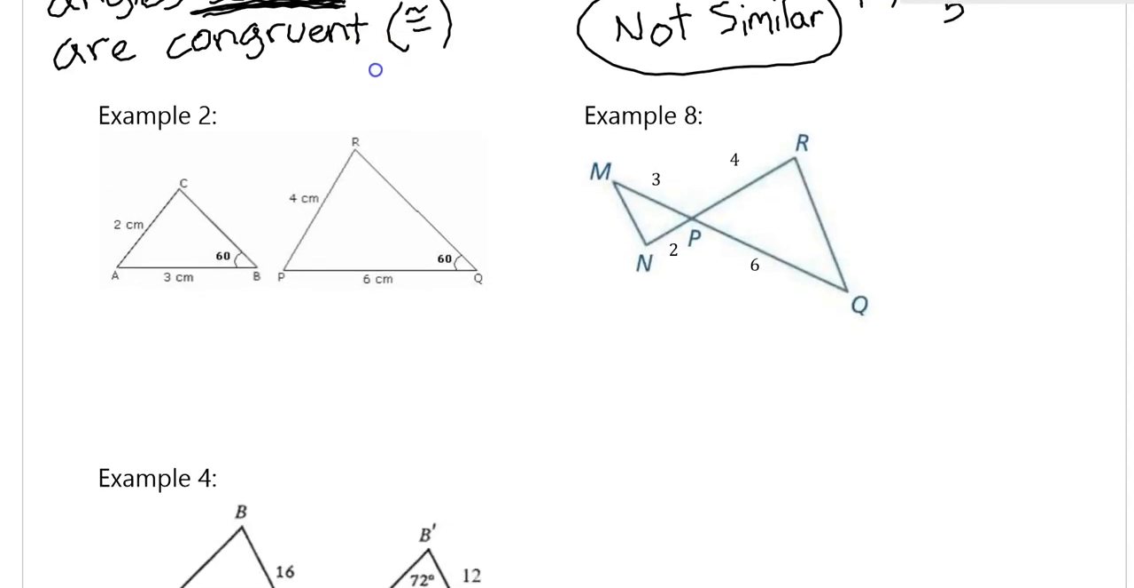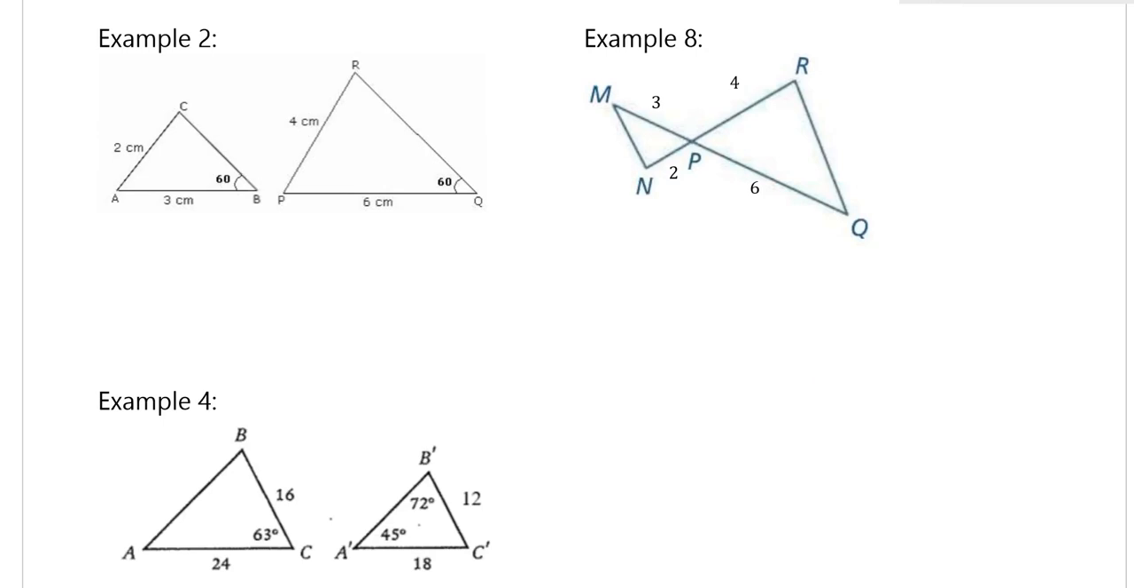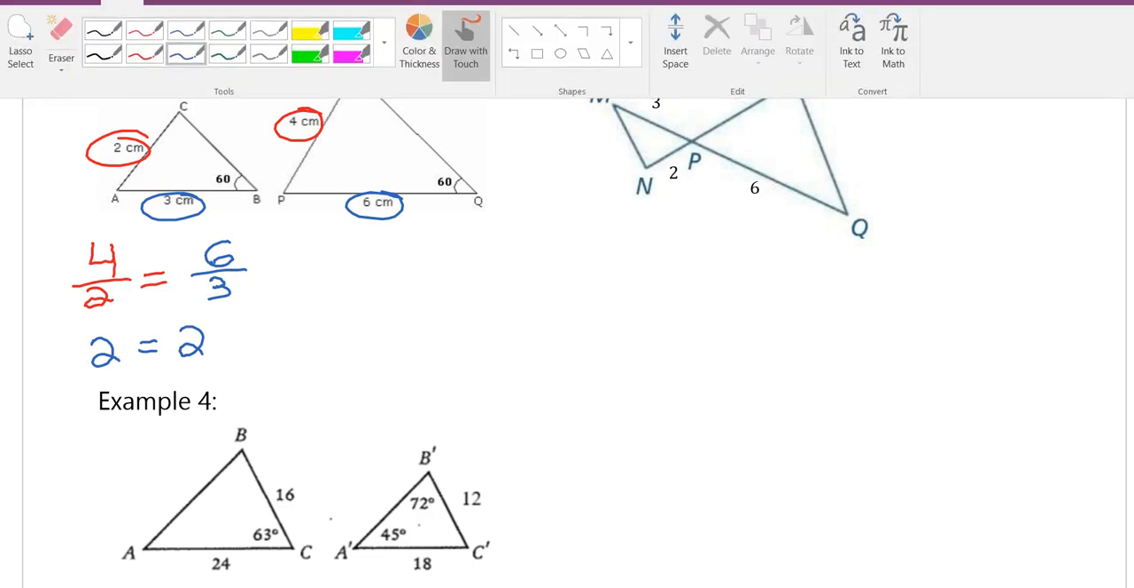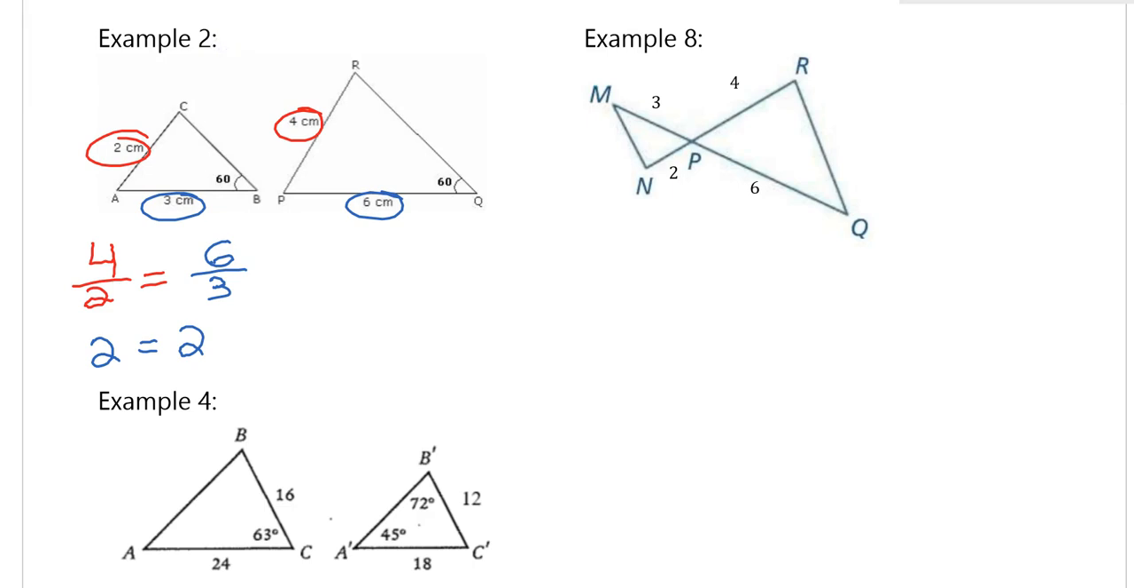All right, let's look at example 2. Okay, so again, I'm going to start with my sides. So my small sides, 4 over 2, has to equal my bigger sides, which is 6 over 3. 4 divided by 2 is 2. 6 over 3 is 2. So the sides are good. So I have the side part, but I need side angle side. The last thing I need is the angle between them.